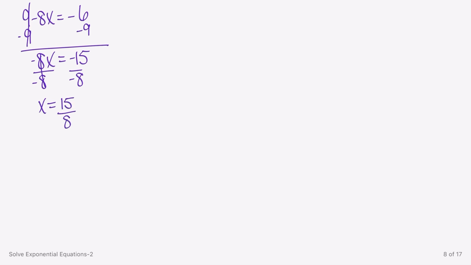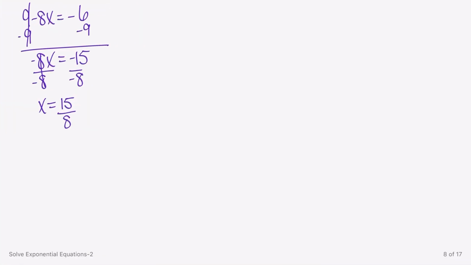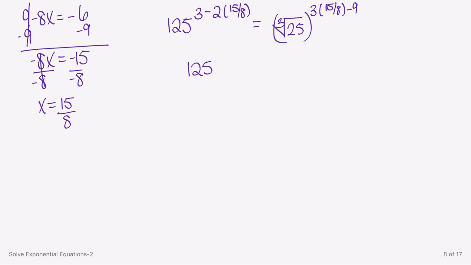So remember, you always want to go back and make sure that your answer does make sense in the original problem. So that tells me that 125 to the 3 minus 2 times 15 over 8 equals the cubed root of 25 raised to the 3 times 15 over 8 minus 9 power. So when you simplify this, and like I said, you can use your calculator, you're going to get 125 to the negative 0.75 power equals 25 to the negative 1.125 power.